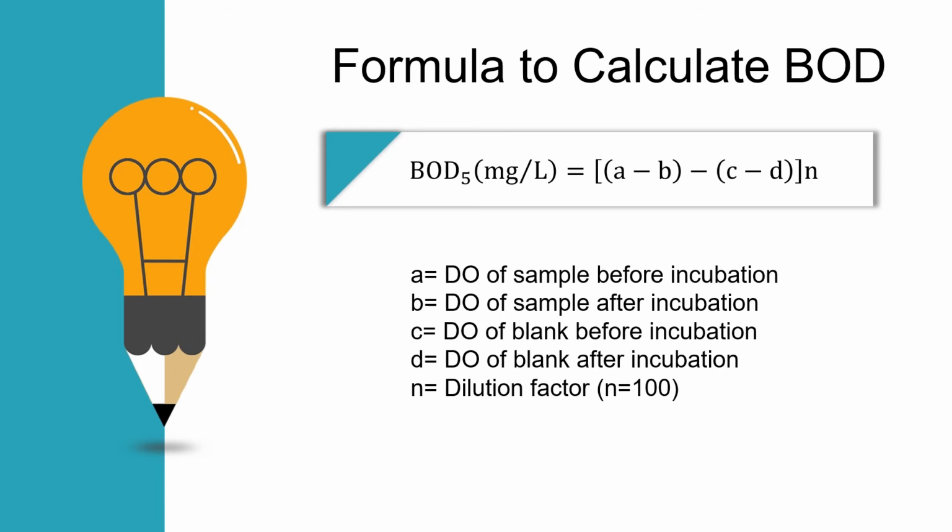N is the dilution factor. In this experiment, our dilution factor was taken as 100. This is because all of our samples were diluted to a ratio of 1 to 100.